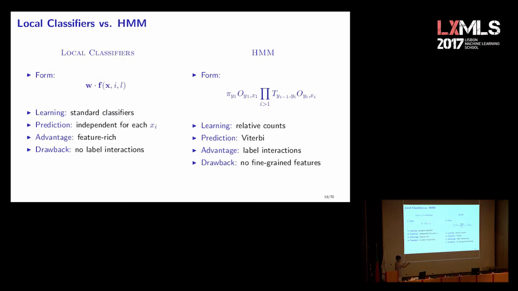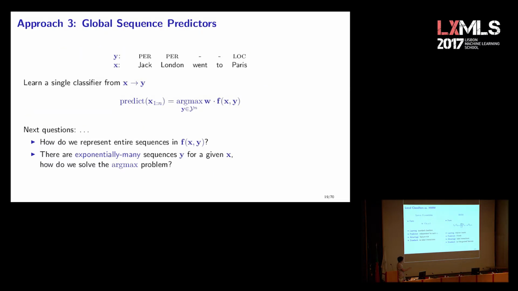But the way we did it, we cannot capture label interactions. On the other side, there's the stochastic model. It is structured by itself. It takes into account interactions between labels. That is what we would like to have here. But then there are no fine-grained features. We lose these. So what we want, obviously, is to have both things at the same time, which is precisely what I'm going to look at.